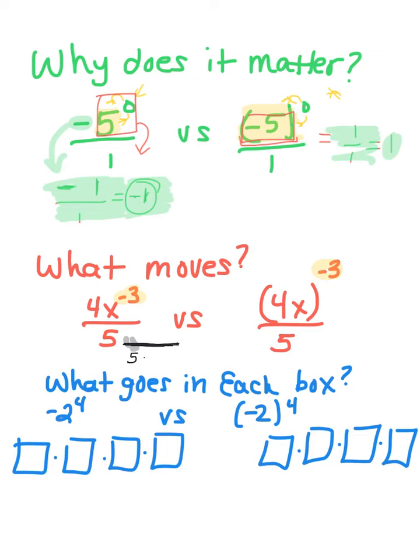So in this situation, I can see that that little exponent, if I expand its little arms, can only grab onto the x, which means only the x is going to move. So this 4 will stay on top because it doesn't have a negative exponent. Only the x does. So those x's then are going to move because the exponent is only applying to the x and not the 4.